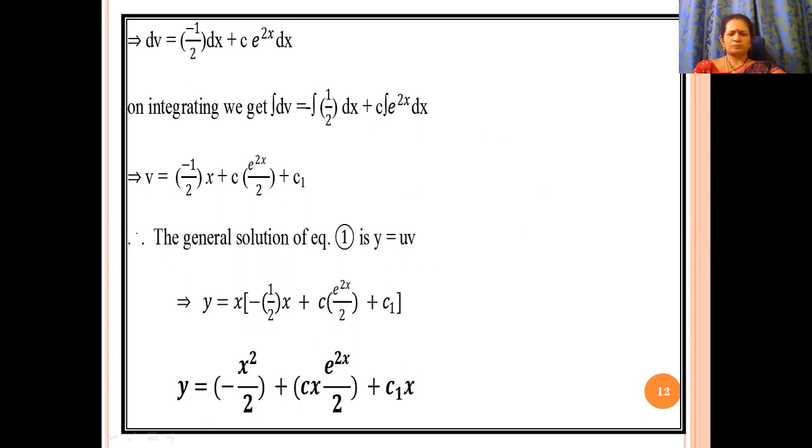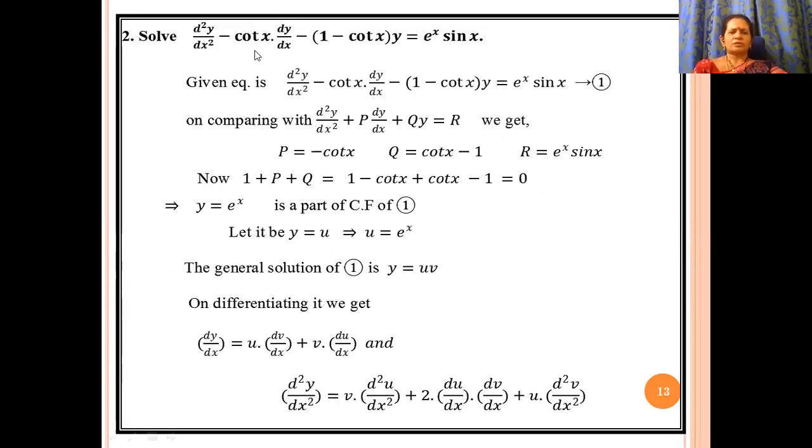Then this is another type of differential equation, so we have to solve this. Here also the complementary function is not given, so we have to find the complementary function by using the inspection method. This will be satisfied, so this value is a part of the complementary function of equation 1: y is equal to e power x.